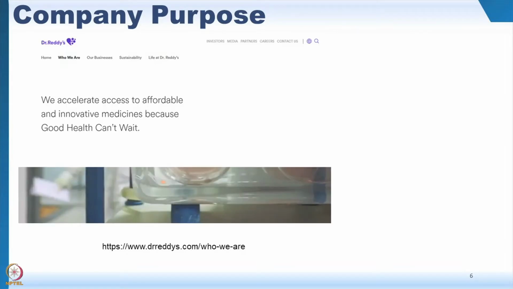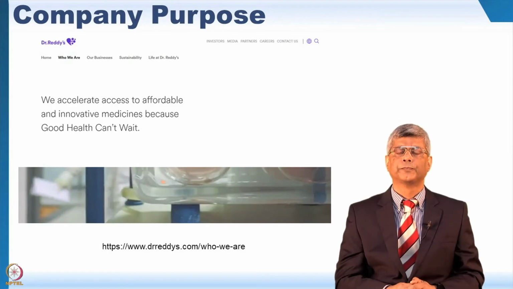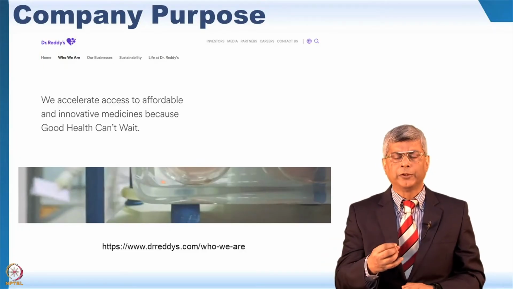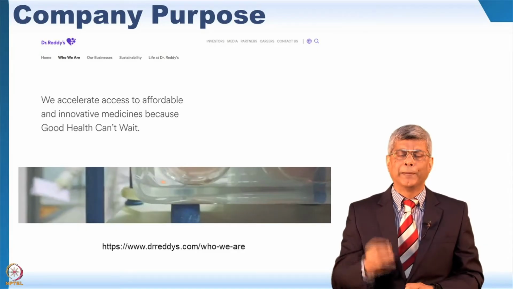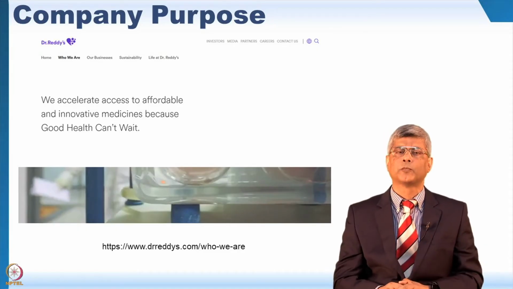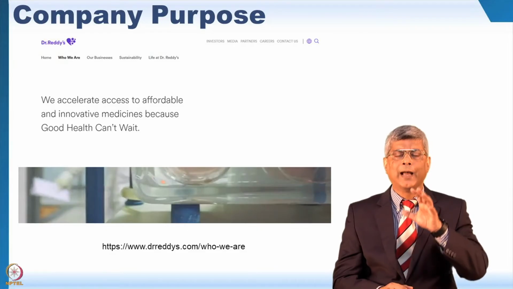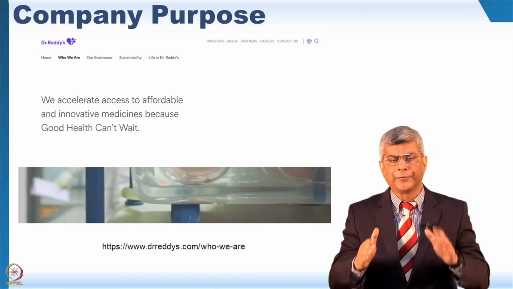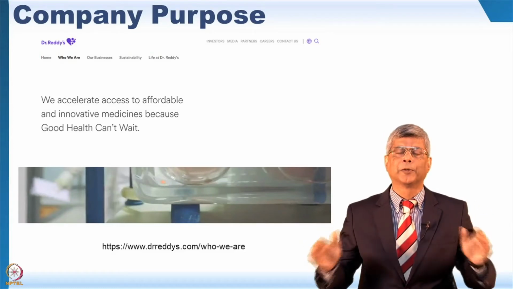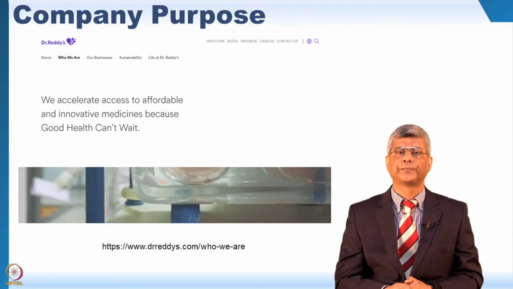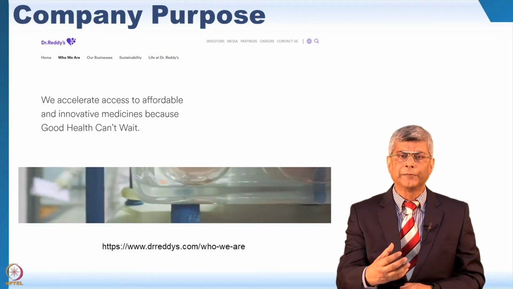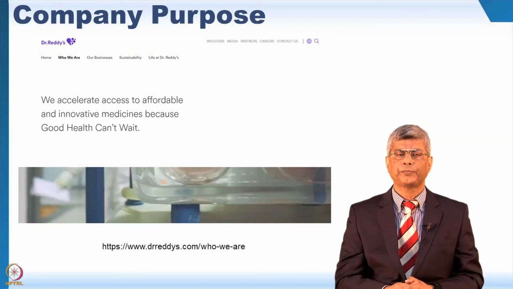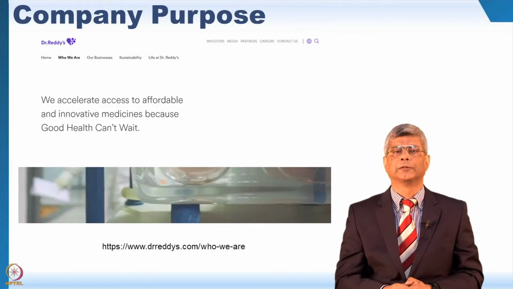Let's look at some examples. I've chosen a few. I'd encourage you to look up the websites of the examples that I'm sharing, because I have taken these screenshots from the company websites. So these are live, actual, real-world purposes of companies. I'm not going to endorse any of these companies or recommend a company. I'm just using them as illustration. So let's look at a few examples.